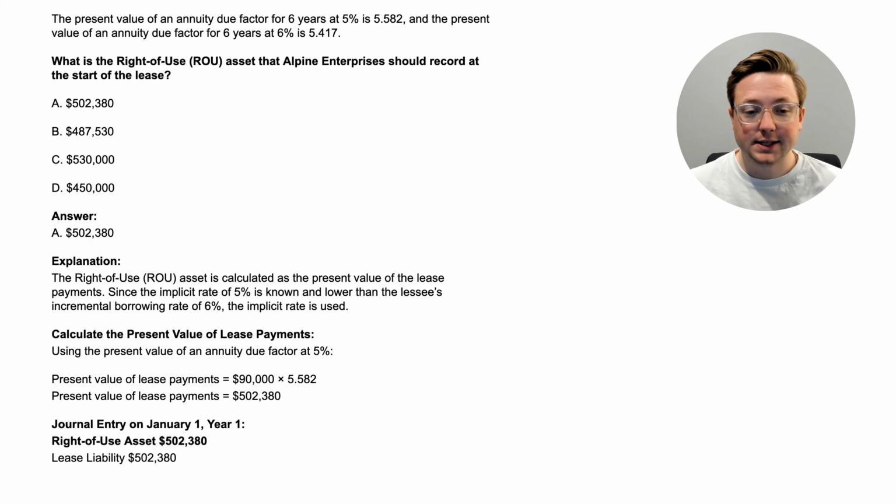All right, here we are. The answer is A, $502,380. That's going to be the amount of the right of use asset that we record. So let's go through this. The right of use asset is calculated as the present value of the lease payments. So it's basically just you calculate the lease payments. The lease liability is equal to the right of use asset most of the time.